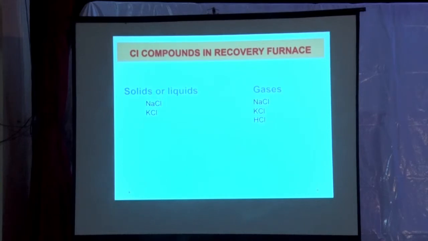NaCl, KCl and HCl are also present in the gaseous stage. Because at the bottom the temperature is 1000 or 1100 degrees centigrade, this KCl and NaCl get sublimated, turn into gaseous form and go to the top, the upper end of the boiler.